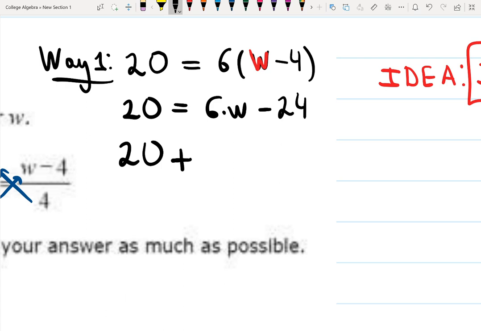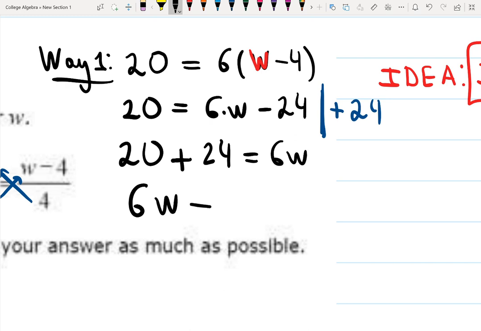So I will add 24 both on the left hand side and on the right hand side. So 20 plus 24 equals 6w. As you can see now, 6w is isolated. Let's rewrite it. 6w equals 20 plus 24 is 44, right? And it doesn't matter how you write it on the left or on the right.